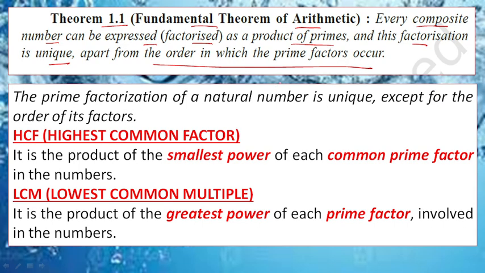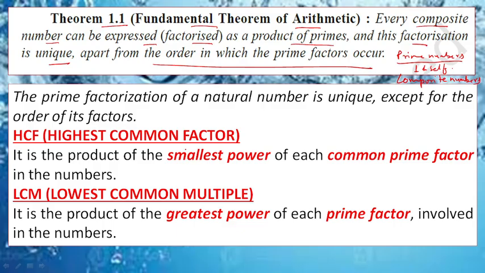We know that prime numbers are those numbers which have only 1 and itself as factors. Other than these prime numbers, all numbers are composite numbers. So all composite numbers are expressed as a product of primes.